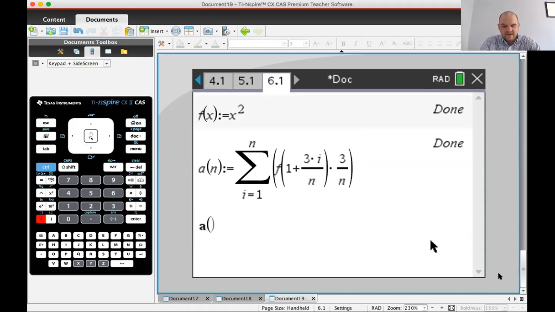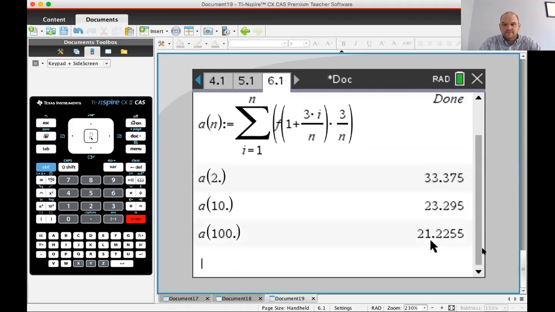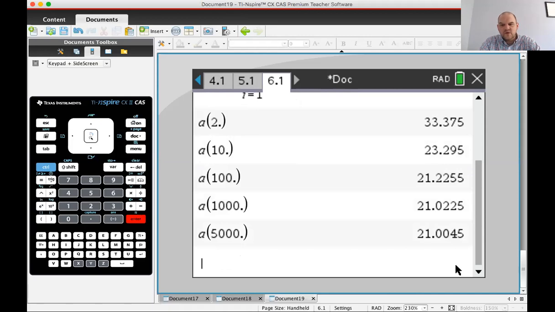All right, so I'm just going to do the things in the notes. A of 2, A of 10. We got way smaller there. A of 100. Okay. A of 1,000. Okay, could we maybe say this is going to be 21? Maybe. Let me do A of 5,000 and see what this says. Ooh, it's getting closer and closer to 21. I'm going to say that the area of this is probably 21.